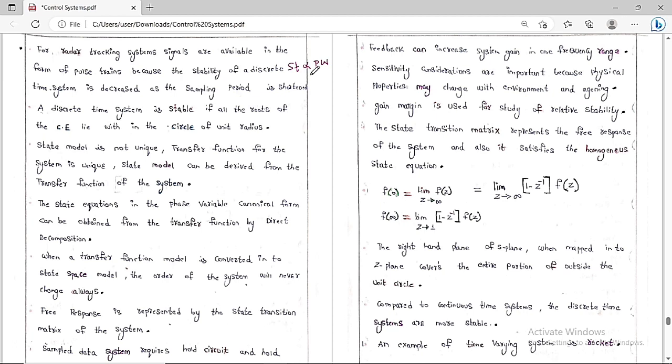So finally, for radar tracking systems, signals are available in the form of pulse trains, because the stability of a discrete time system decreases as the sampling period is shortened.